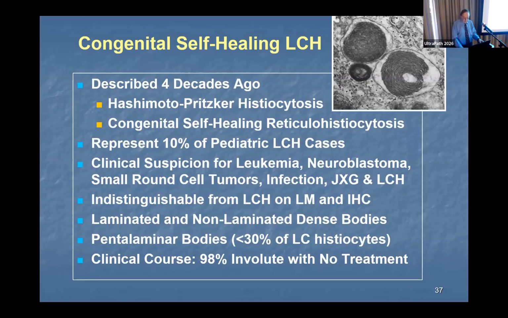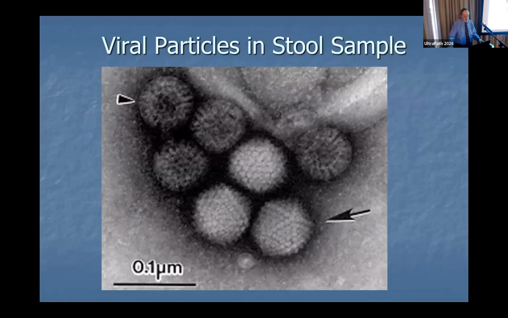And if you look at the clinical course, 98% of these will involute with no treatment whatsoever. So you want to avoid treatment in this very young age group in order to avoid treating someone who has this sort of self-healing type of form.